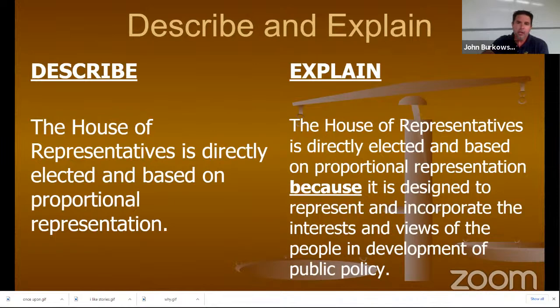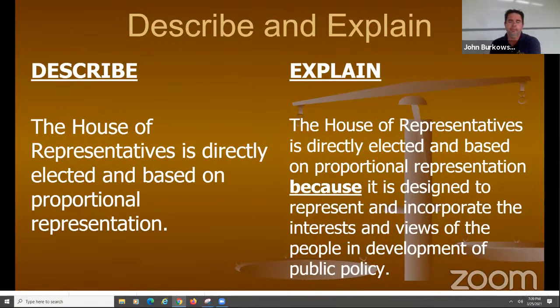But then explain. So over here, you see that explain, and I'm sure your teachers probably use this word as well, how do I explain? And there's that keyword of because. Now, you don't necessarily have to use the word because. You could use it in a different form and fashion, but it's that element of because that you want to incorporate in your responses.